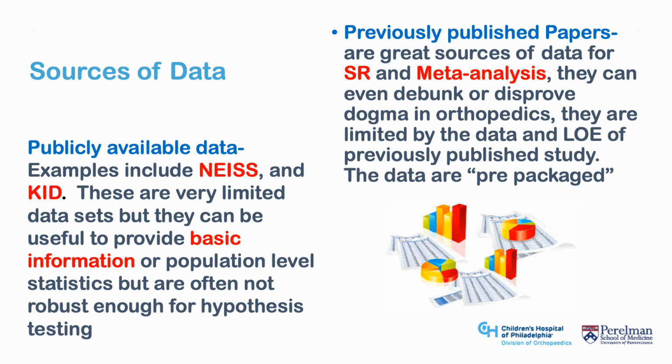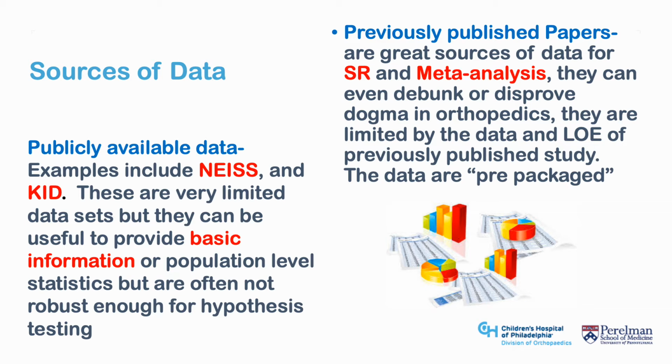Publicly available data are similar in scope to administrative databases, albeit with less granularity. They can typically provide basic information or population-level statistics. They are reasonably useful to make a quick and dirty assessment of incidence and prevalence, but they are often not robust or reliable enough for hypothesis testing for most purposes. NICE and KID, the online version, are examples of this.